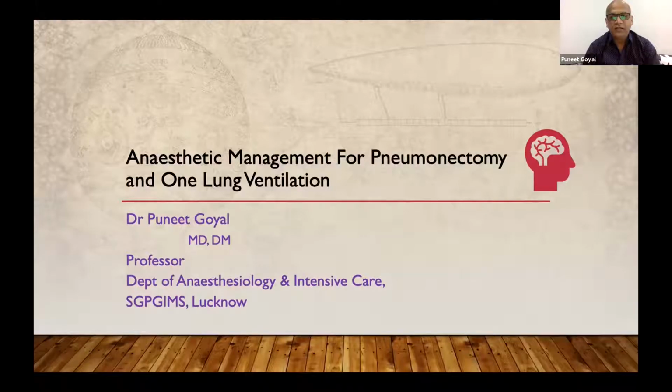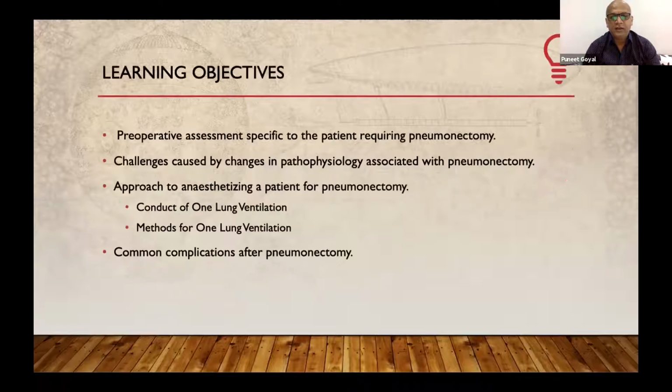And I'll just start with the learning objectives. So what are the things that we will learn after this presentation? My focus will be on the preoperative assessment, which is specific to a patient who is requiring pneumonectomy.